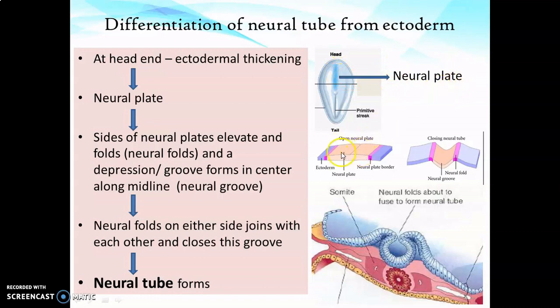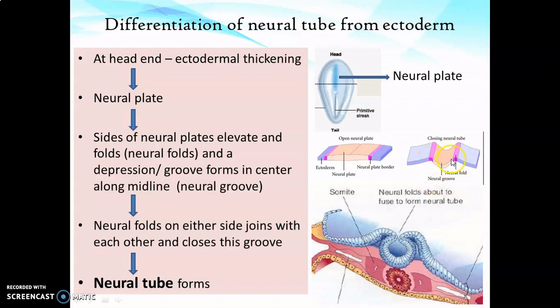So in this diagram, the central part of this ectoderm you can see slightly enlarged, which is known as neural plate. On either side of the neural plate, there is slight elevation, as you can see in this image. These elevated areas are known as neural fold, and automatically the central area becomes like a groove or depression, which is known as neural groove.